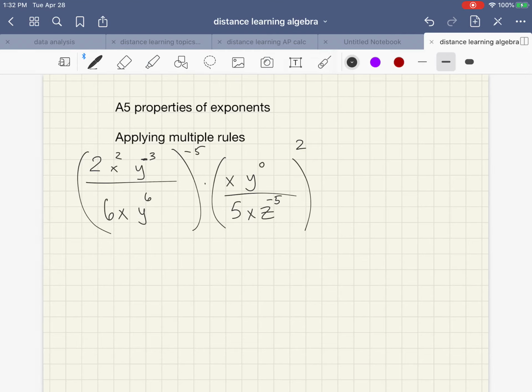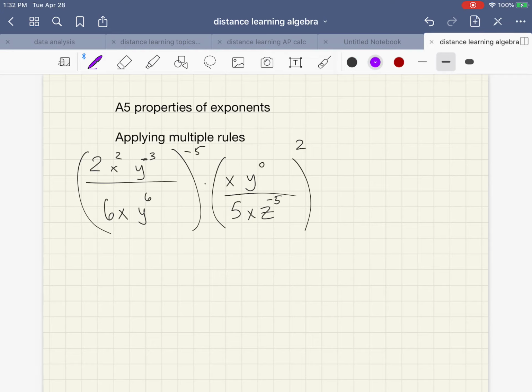This is a video on properties of exponents. We're going to apply multiple rules at some point, and here's an example where you really need to know pretty much all of the rules and use them in a fluid way, knowing when they apply, when they don't, things like that.